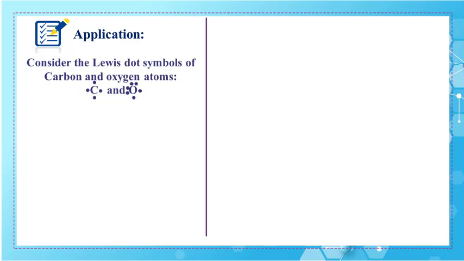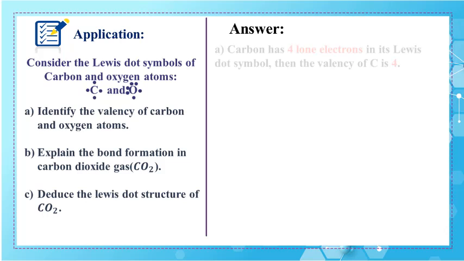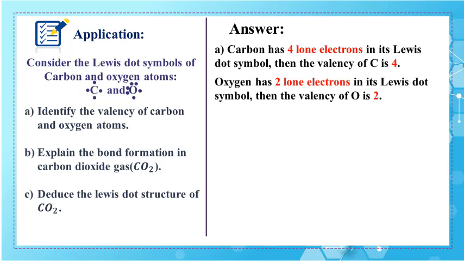Let's apply. Consider the Lewis dot symbols of the carbon and oxygen atoms. In A, we have to identify the valency of carbon and oxygen atoms. Then explain the bond formation in the carbon dioxide gas CO2 and deduce the Lewis dot structure of CO2. Carbon has 4 lone electrons in its Lewis dot symbol, then the valency of carbon is 4. Oxygen has 2 lone electrons in its Lewis dot symbol, then the valency of oxygen is 2.